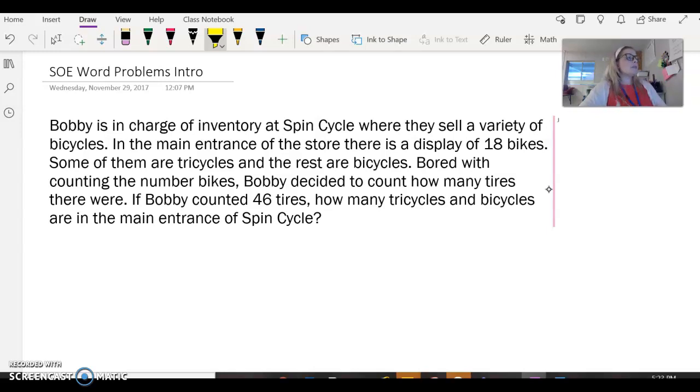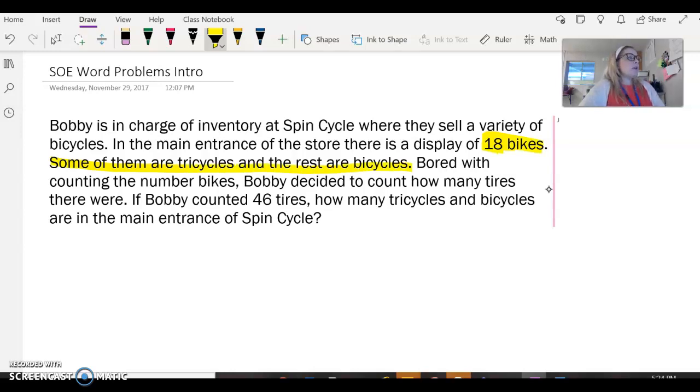All right, so what are some things that we know? We know that there is a display of 18 bikes. To be a little more clear, 18 total bicycle things. What do you call a group of bicycles? Because what if it's a whole bunch of different types of cycles, unicycles, tricycles, that kind of thing. Anyway, the main entrance has a total of 18, and it tells us right here that some of them are tricycles and the rest are bicycles.